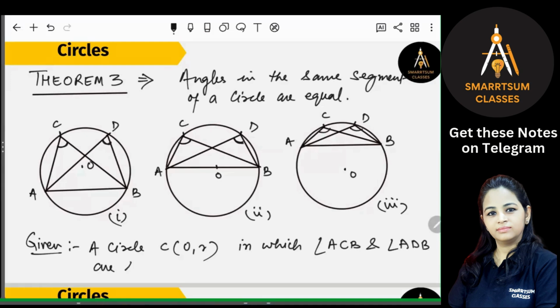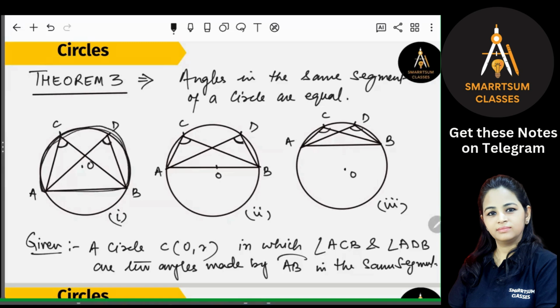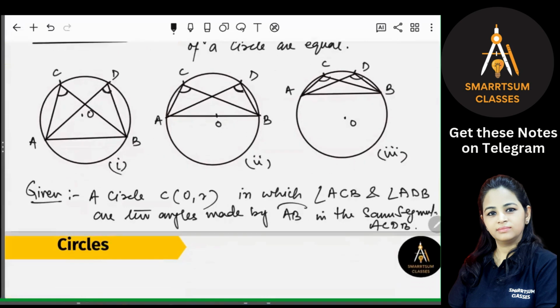These are the two angles made by arc AB. Is that clear? So this is the arc AB, arc AB, arc AB. So these are the three arcs here. Arc AB in the same segment. So these two angles are made by arc AB in the same segment. And what is the name of the segment? ACDB. This is the name of the segment, ACDB. Is that clear?